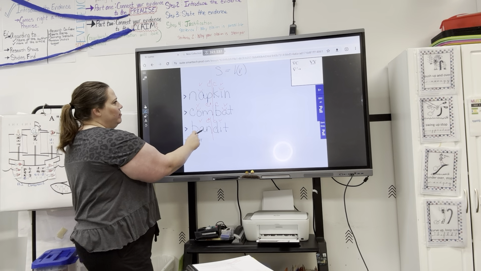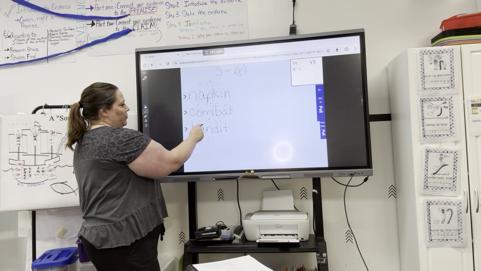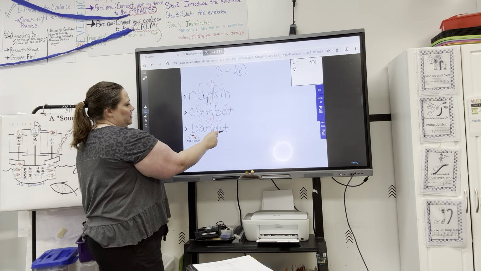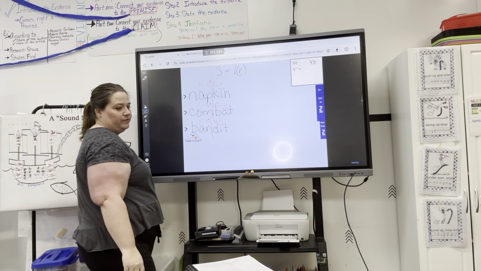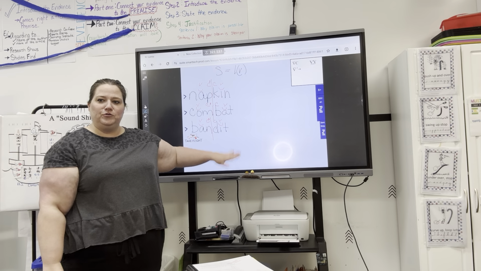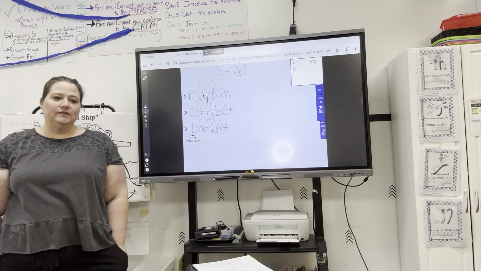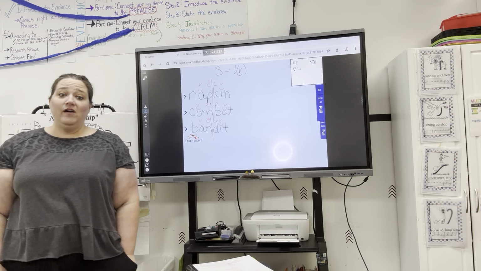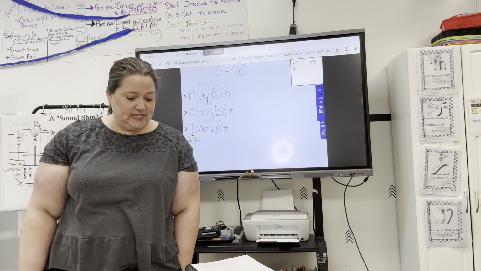We have a vowel in a closed syllable is short, code it with a brief. The word is bandit. Who can use bandit in a sentence? Good, the thief was a bandit.